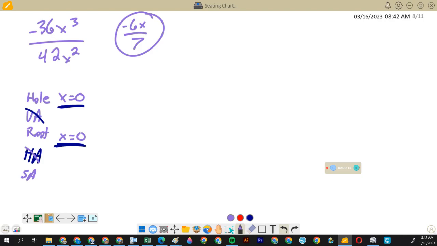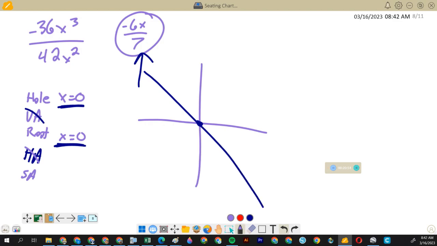If you tried to graph a hole and a root in the same place, the hole's going to win, right? The root says we're going to hit the x-axis right here, and the hole says no, there's a gap right there, so you miss the x-axis. So when a root and a hole fight it out, a hole wins. When a vertical asymptote and a hole fight it out, the vertical asymptote wins. So this graph is simply this. The y-intercept is 0, the slope is -6/7, but there is a hole at 0.